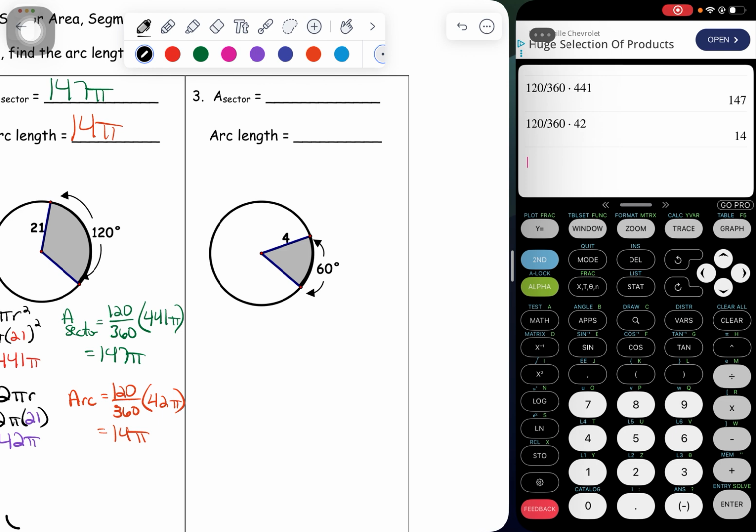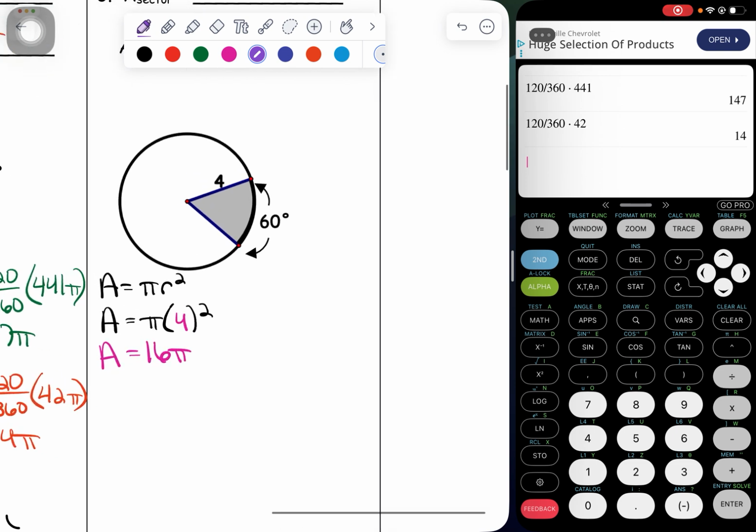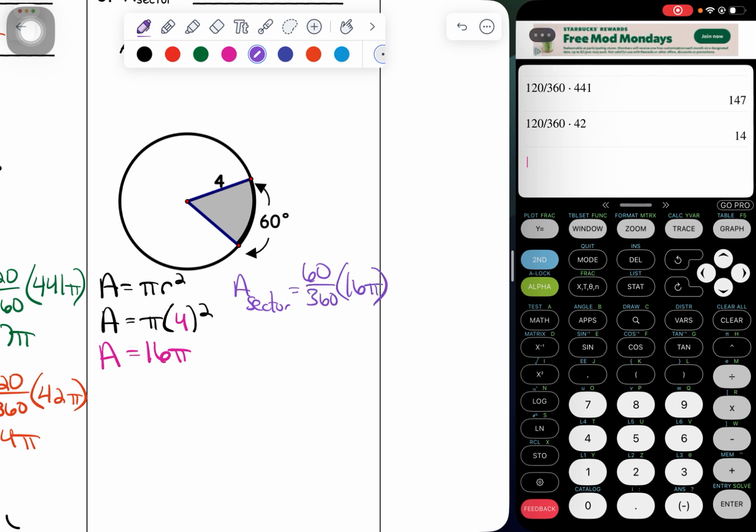So area of a sector, we're going to find the area of the circle. So area equals pi r squared. So we're going to do pi times my radius, which is 4 here. We'll put 4 and then square it so you can kind of see what's changing. 4 squared is 16 pi. So now let's say I want to find the area of the sector. So area of the sector is what fraction? Well, it's 60 degrees out of 360 times 16 pi.